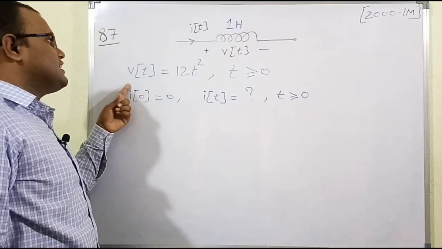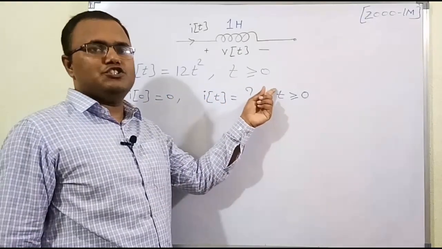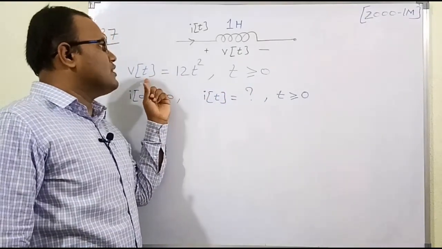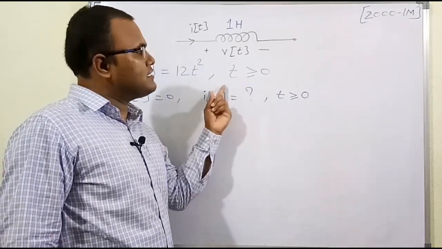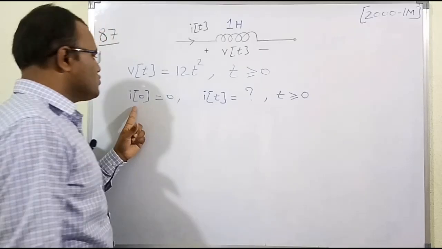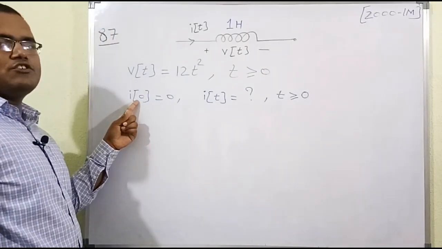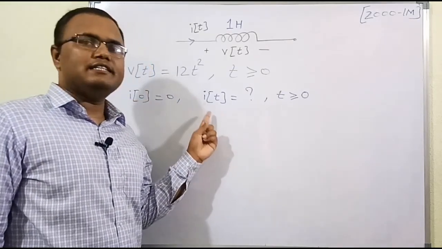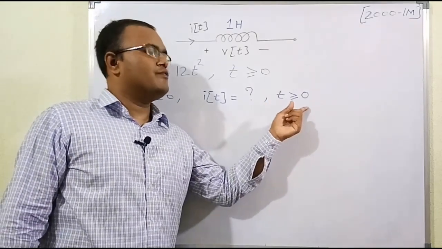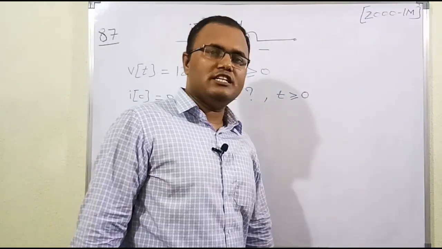The voltage across the inductor is already given: V of t is equal to 12 t square for t greater than or equal to 0. It means the voltage is 12 t square only for t greater than 0, and for t less than 0 it is 0. They also give that the current in the inductor at time t equal to 0 is 0 ampere, and we need to find I of t, the current in the inductor for t greater than 0. This numerical was given in GATE 2000 for 1 mark.